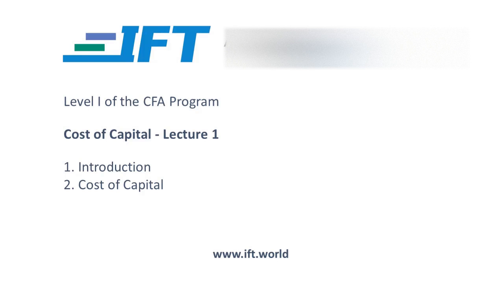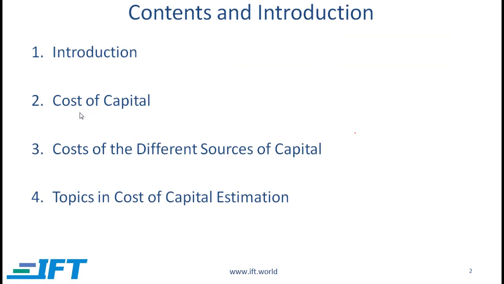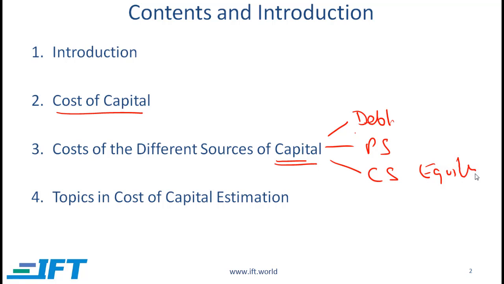Cost of capital. In this reading, we will first discuss the cost of capital, what this means, and how to calculate the cost of capital. We then talk about the costs of different sources of capital, recognizing that there are three main sources of capital. One is debt, preferred shares, and common shares or equity. So we need to understand how to compute the cost of debt, cost of preferred shares, and cost of equity. We will then cover a few miscellaneous topics related to cost of capital estimation.